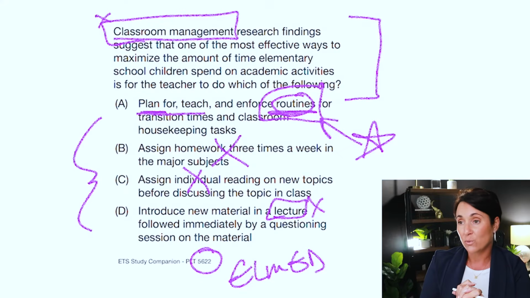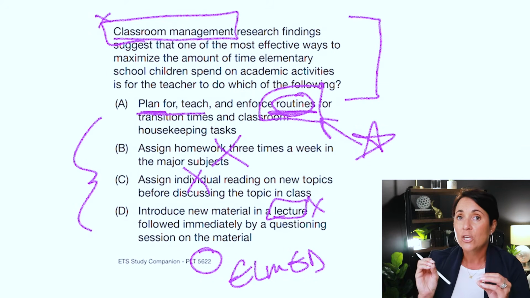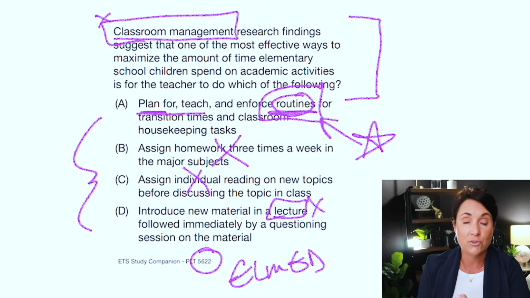So classroom management research findings suggest that one of the most effective ways to maximize the amount of time elementary school students spend on academic activities is for the teacher to do which of the following. Now, this question is a classroom management question, obviously. But remember, classroom management just isn't about controlling your students or making your students be good, right? Classroom management is so that you maximize the amount of time students are learning and you reduce the amount of time you are spending on trying to get your kids together.